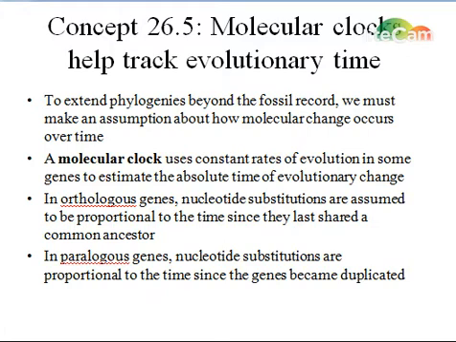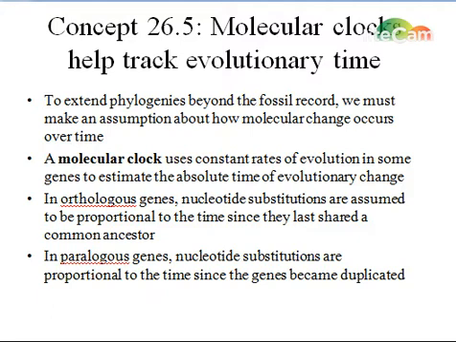For example, the gene that codes for the protein alpha-globin, which is part of hemoglobin, has had base changes at a rate of about 0.56 changes per base pair per billion years. So if we have a rate like this that's reliable, that gene can now be used as a molecular clock. In essence, a molecular clock uses constant rates of evolution in some genes to estimate the absolute time of evolutionary change.